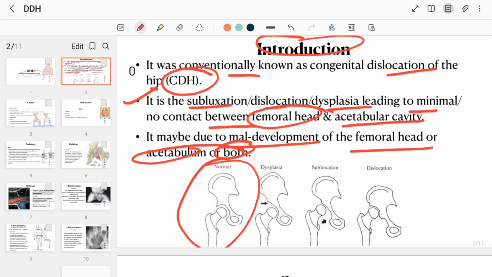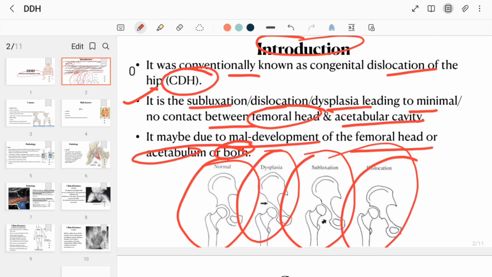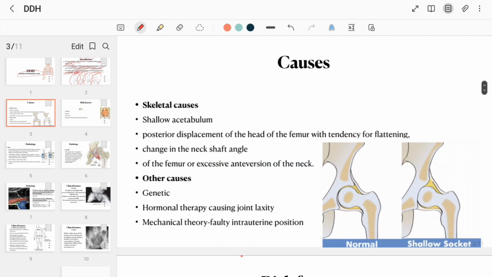Okay, here we can see this is the normal hip joint, here is a dysplasia of the hip joint, this is the subluxation, and this is the dislocation of the hip joint. Okay, now we will see the causes. There are two types of causes, the skeletal cause and other causes. Okay, the first one is the shallowing of the acetabulum.